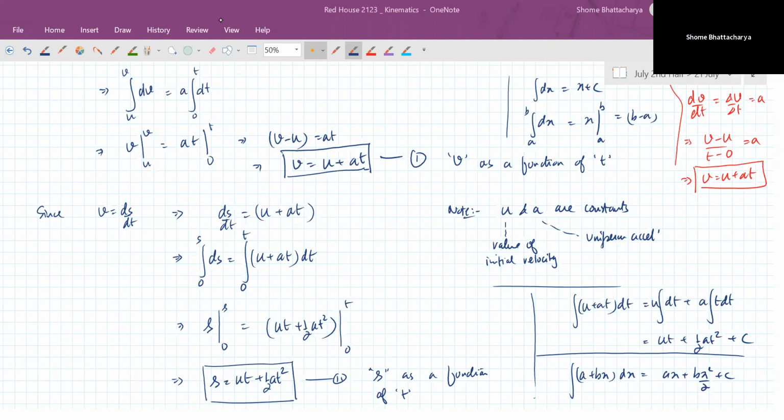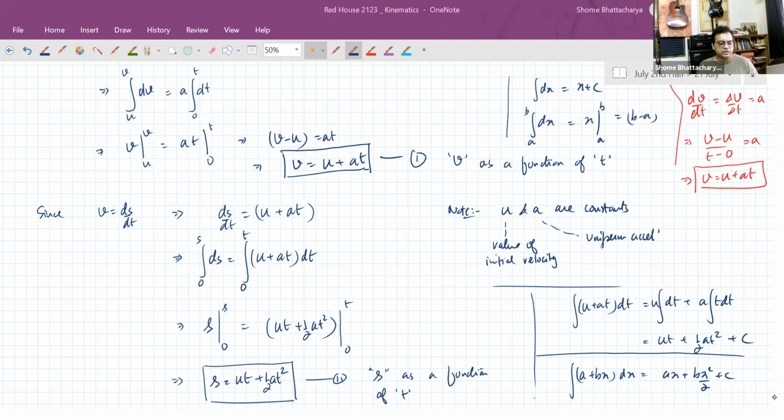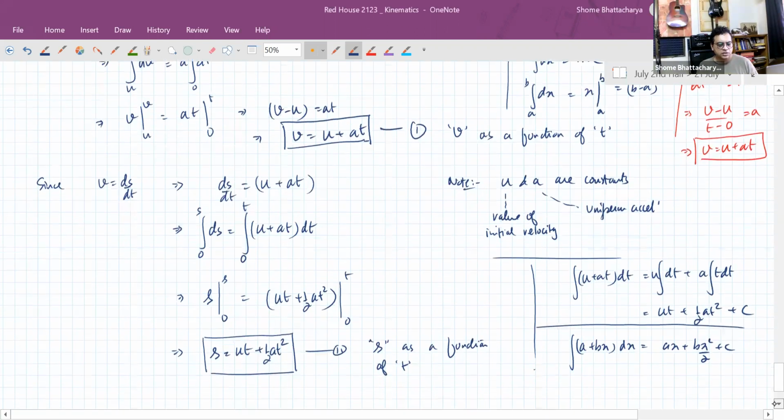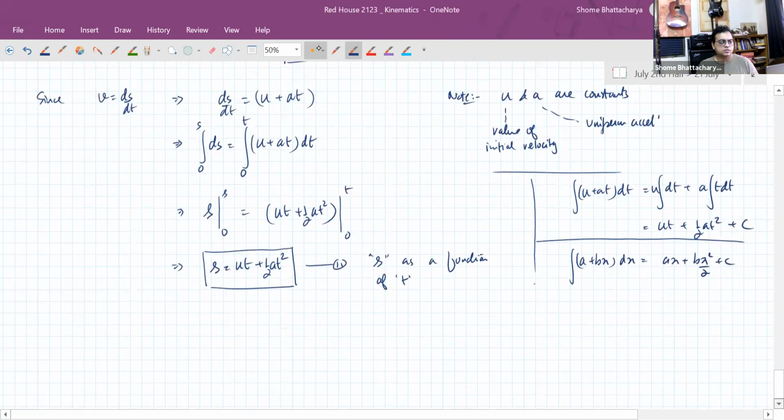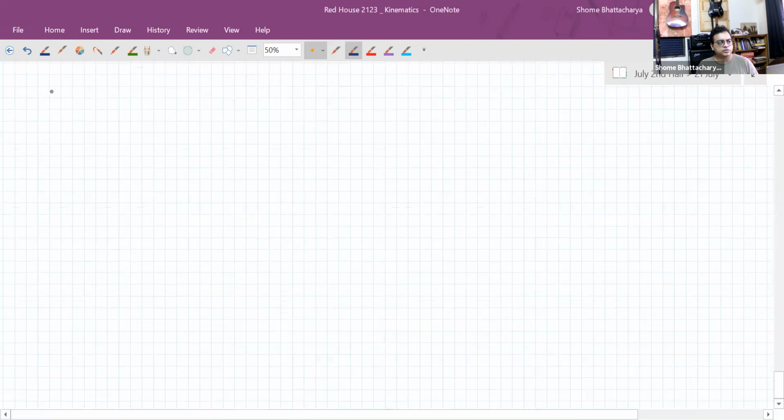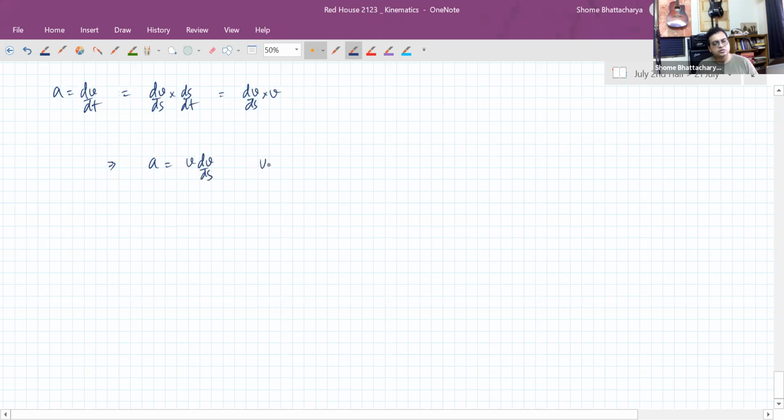Now let's move to the third and last equation. Let's see how we'll get that. So if you recall, acceleration, which is written as dv by dt, can also be written as dv by ds into ds by dt, which makes it dv by ds into v. So acceleration, which is v dv by ds, is uniform over here.